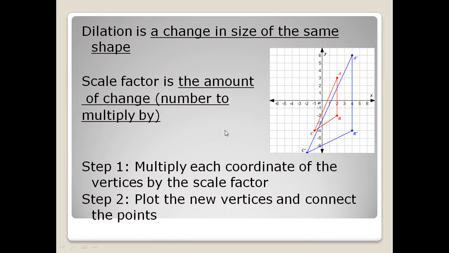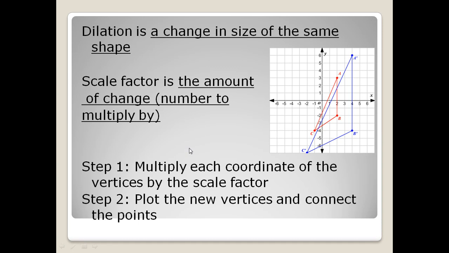So our scale factor is the amount of change, the number to multiply by. Here we multiplied by a whole number, and that got us from this smaller triangle to a larger triangle. Or you can go the other way around. If you have a larger figure and you want to make it smaller, multiply by a fraction.